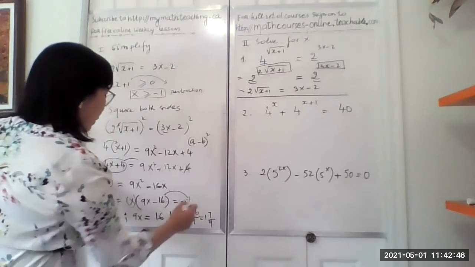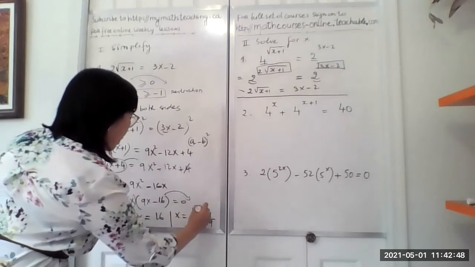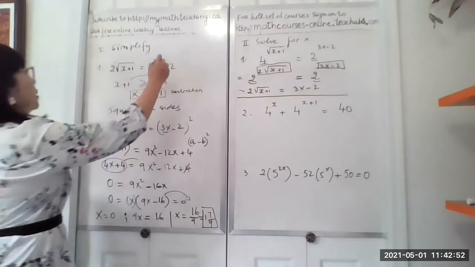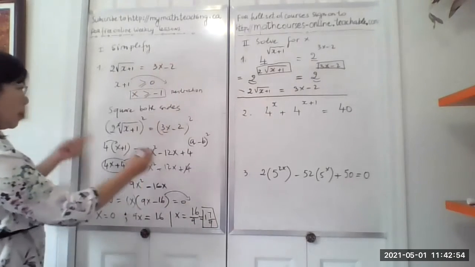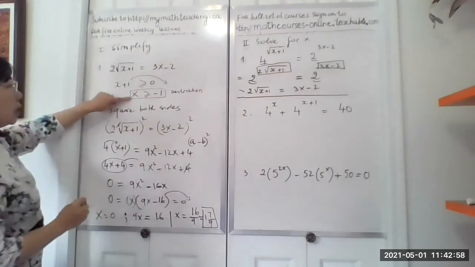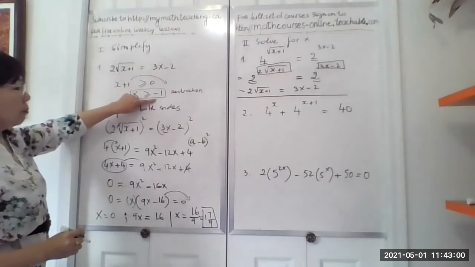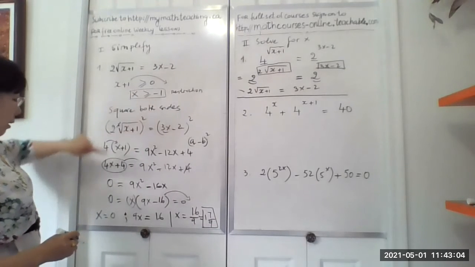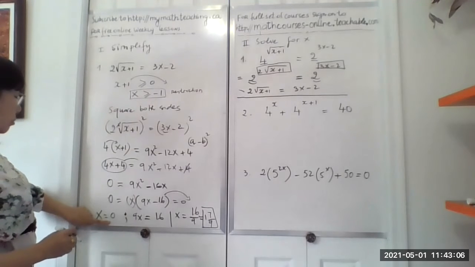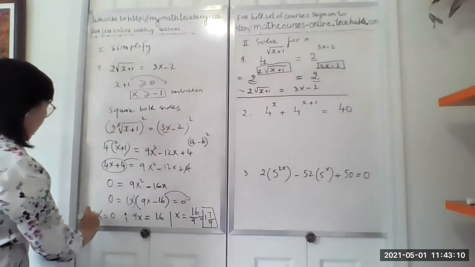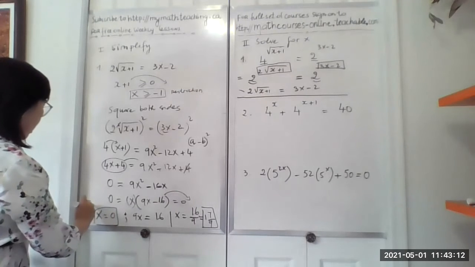So 1 and 7 over 9 is one of the x values. What is the condition? We look back at the condition. What do we say here? We say x has to be bigger than or equal to minus 1. So if x is equal to 0, is that acceptable? Yes, it satisfies the condition, right?